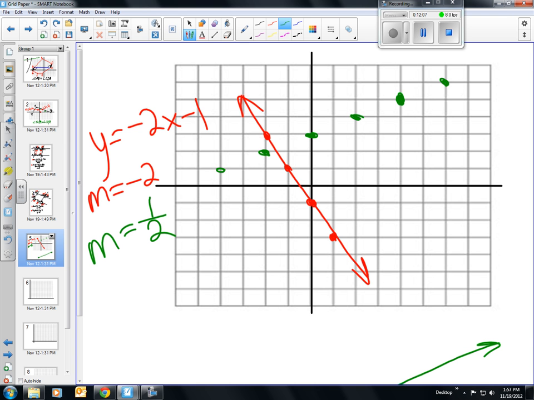So I can use that slope here from this point to find other points on the green line to graph it. And now I can just graph the line and then write the equation of the line, which here we know that the slope is 1/2, so we can say y equals 1/2 x, and then the y-intercept is simply going to be 3, so we can say plus 3 there.